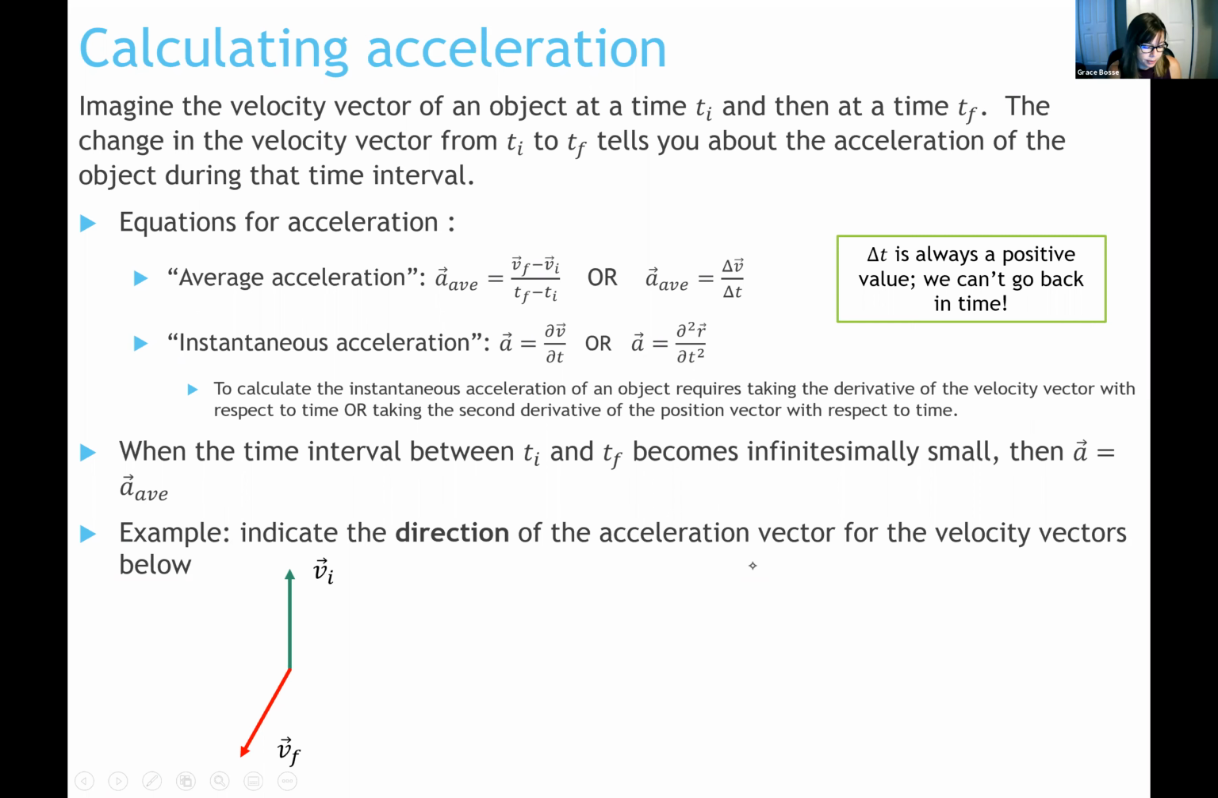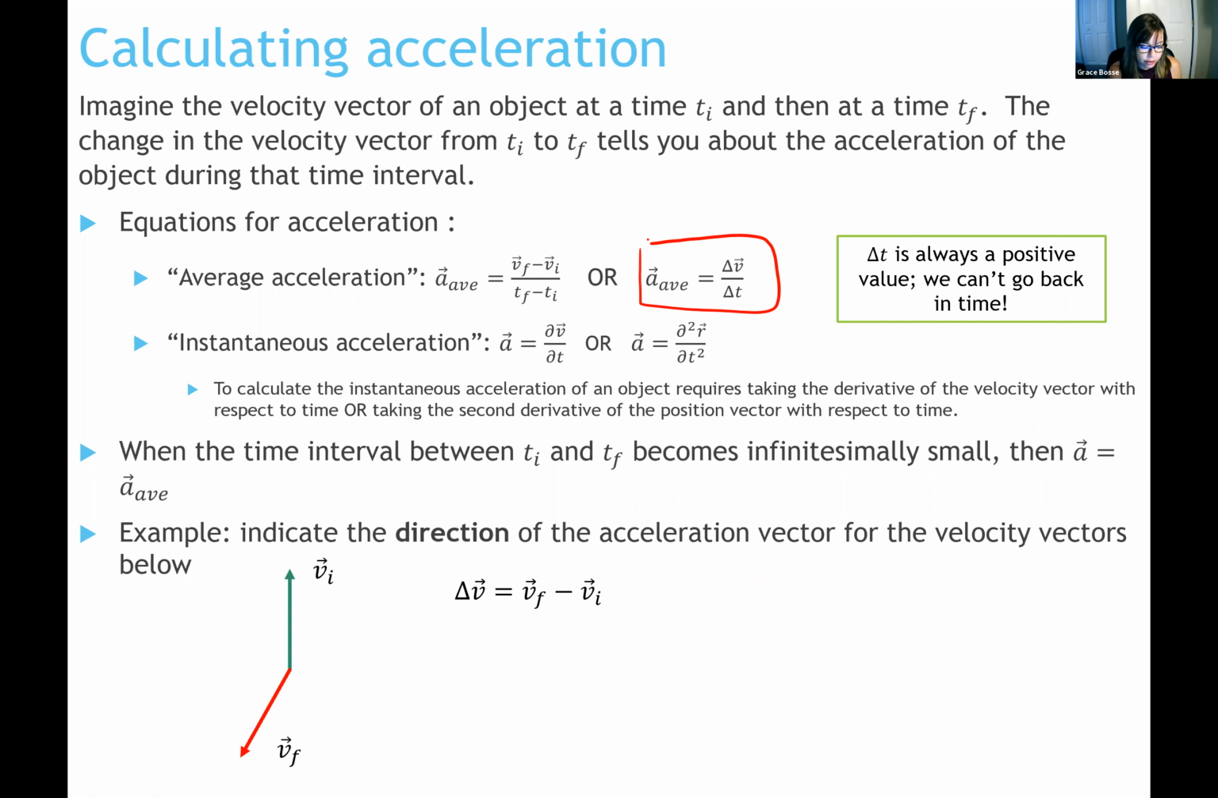So here's our two vectors, and we want to figure out the direction of the acceleration vector. So recall, I'm going to use this equation up here that says average acceleration is equal to a change in velocity divided by a change in time.